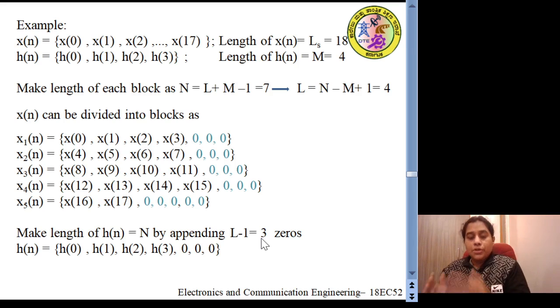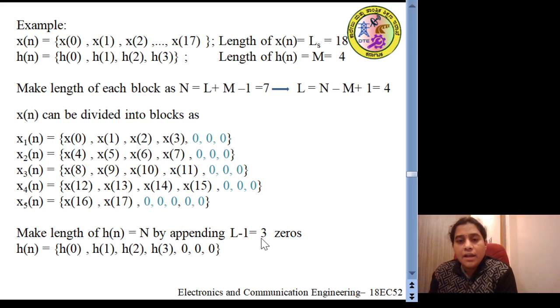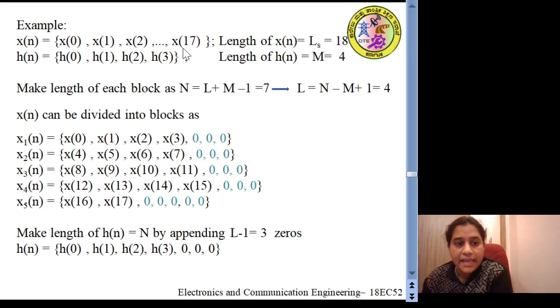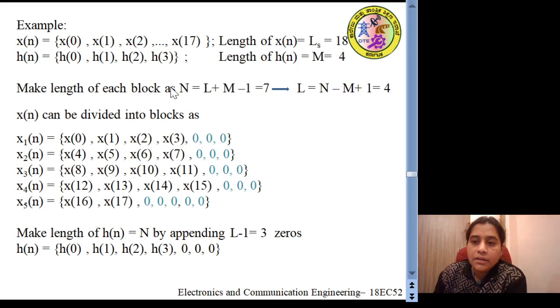To understand this, let us consider an example where our x of n has 18 samples, that is, the value of LS is 18. So x of n varies from x of 0, x of 1, x of 2 up to x of 18 minus 1, that is x of 17. Then the given h of n we consider to have 4 samples: h of 0, h of 1, h of 2 and h of 3.